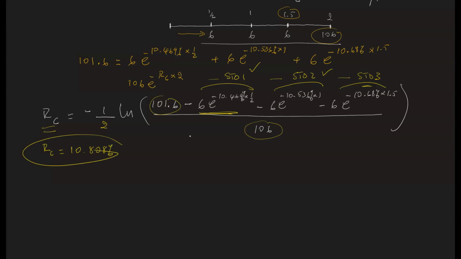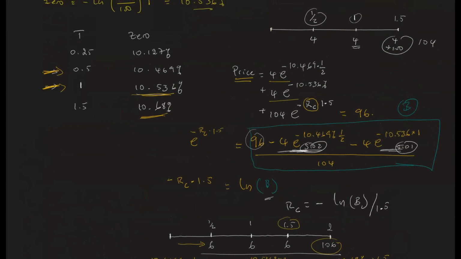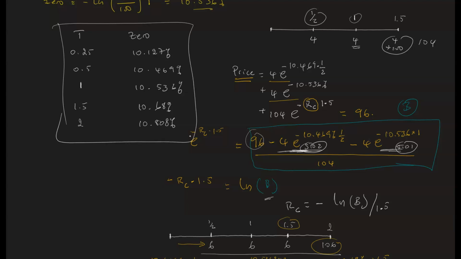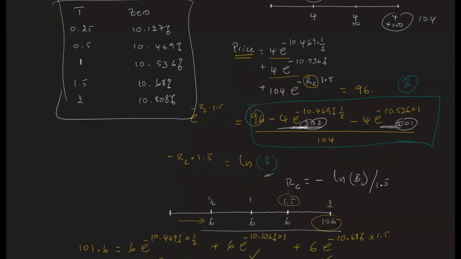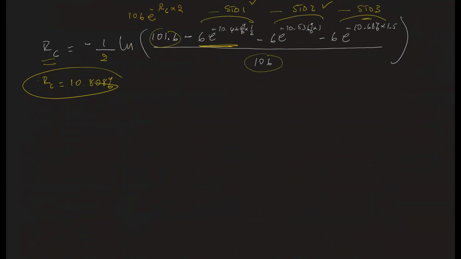10.808%. And I'm going to go back up here and say, well, my yield for 2 years here is going to be 10.808%, and this is going to be my zero curve. So if I were to plot this, I would ask, what are those values? I have half a year, 1 year, 1.5 years, and 2 years. These are going to be the zeros, and this is going to be the time.